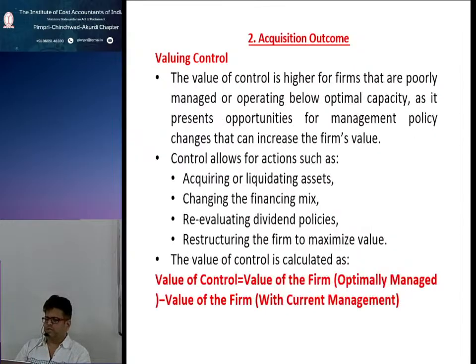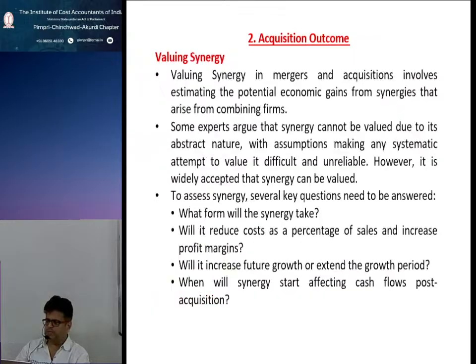The value of control is higher for firms that are poorly managed or operating below optimal capacity, as it presents opportunities for management policy changes that can increase the firm's value. Control allows for actions such as acquiring or liquidating assets, changing the financing mix, re-evaluating dividend policies, restructuring the firm to maximize value. The value of control is calculated as: value of control is equal to value of the firm (optimally managed) minus value of the firm with current management.